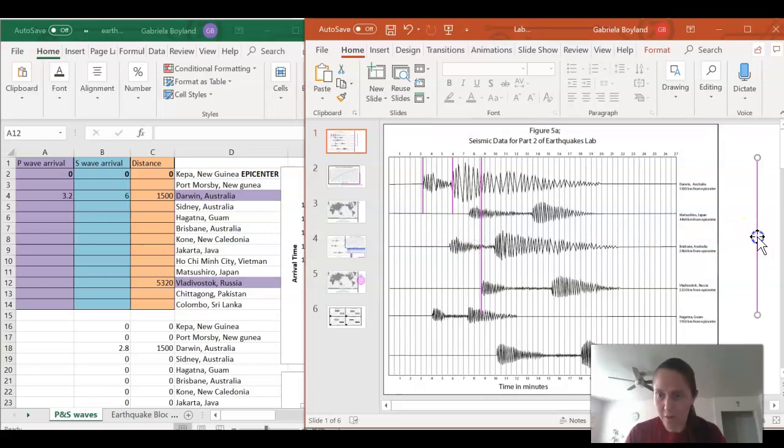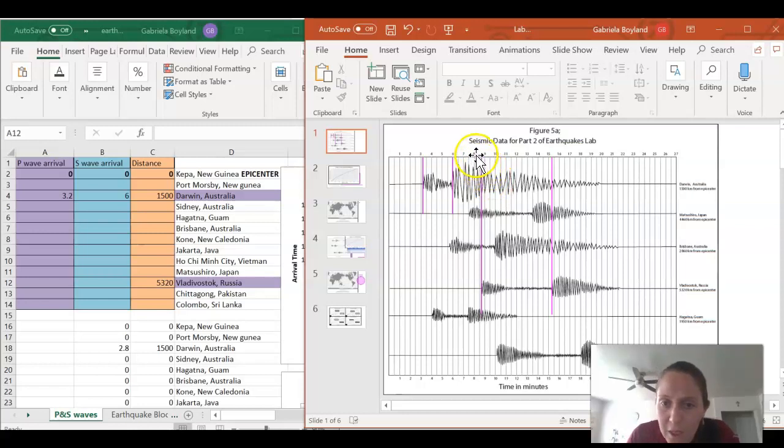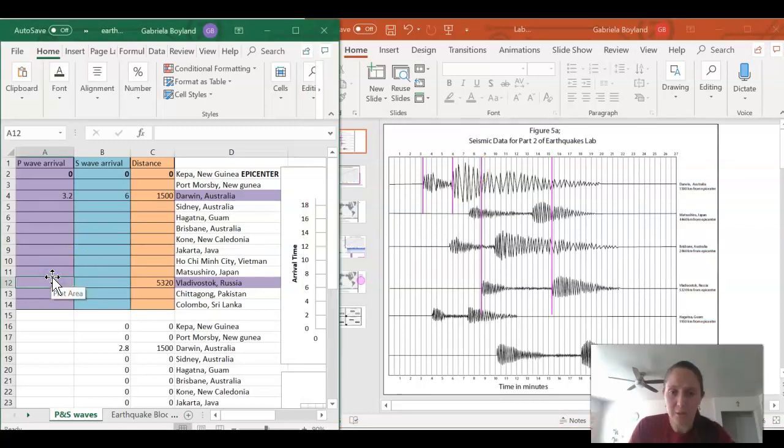Then the S wave arrived then. So the P wave probably arrived, what is this? So this is 8, this is 8.5, and this is 9. So the P wave probably arrived around 8.6. And then the S wave probably arrived around 15.4.